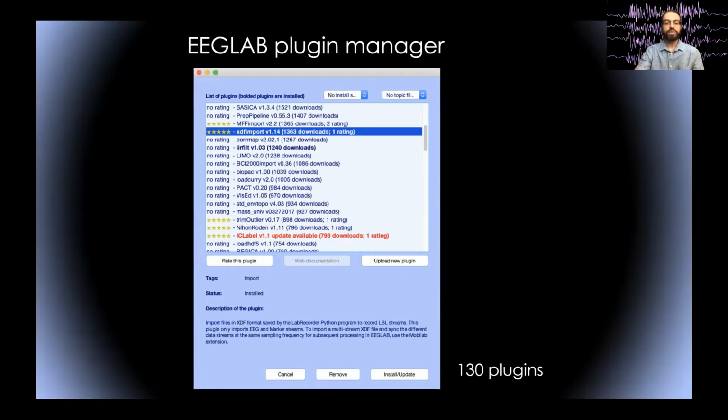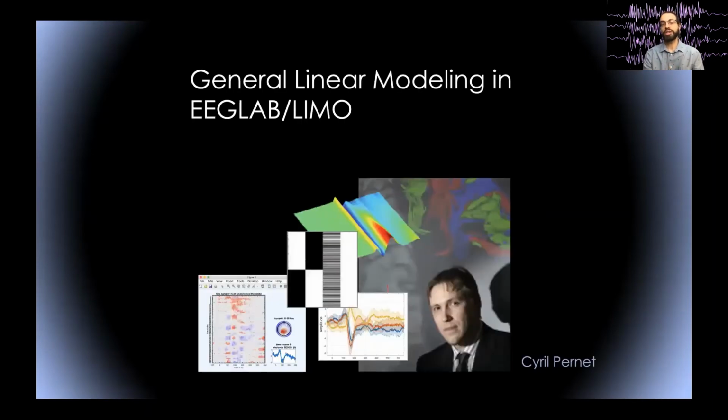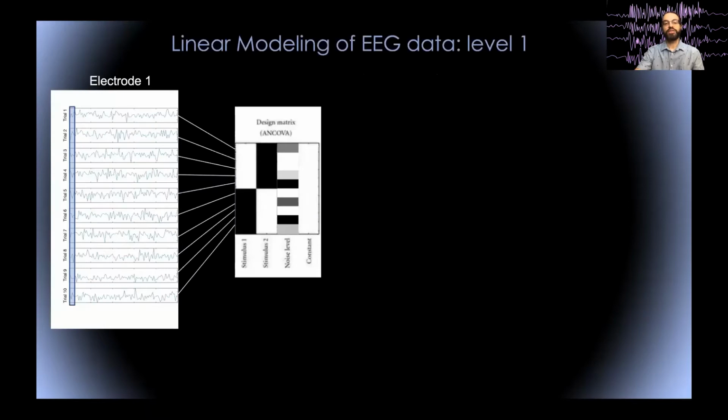So out of the 130 plugins, I'm going to show you 3, which I picked because I worked on them and I think they're interesting. First, the general linear modeling EEGLAB LIMO plugin, which we developed in collaboration with Cyril Pernet. And this plugin allows you to do SPM-like analysis, so a 2-level hierarchical general linear model on EEG data, except it's better. At least that's what Cyril claims, because he's using surrogate statistics for calculating significance.